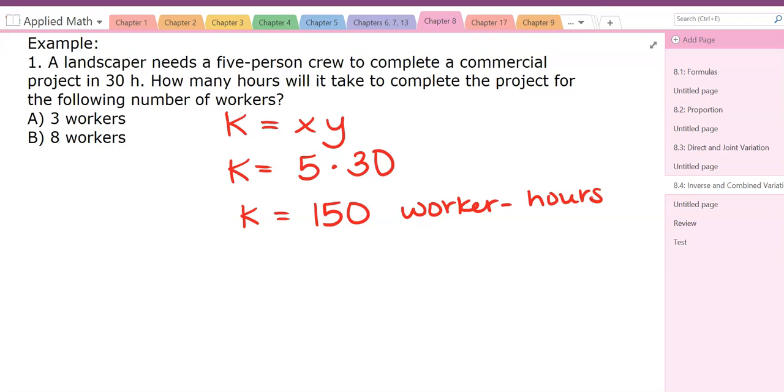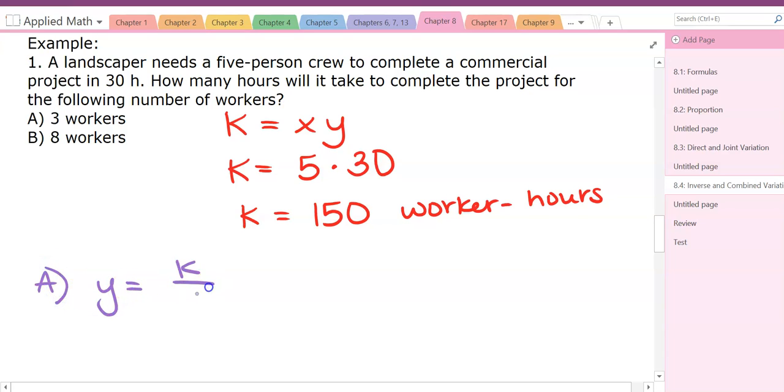So now I can use this constant to help me find what would it take if I only had 3 people working, or what would it take if I had 8 people working, so a little bit more than the 5. So for part A, now we're going to use the equation y equals k over x. And we already found k, that's that 150. X is going to be the number of workers that we have. So for this first one, for 3 workers, I'm going to take 150, and I'm going to divide that by 3.